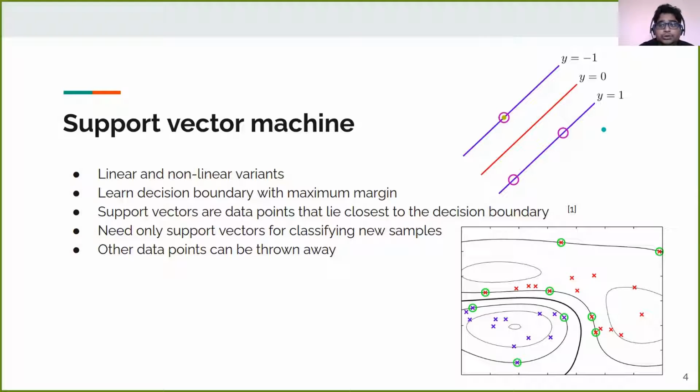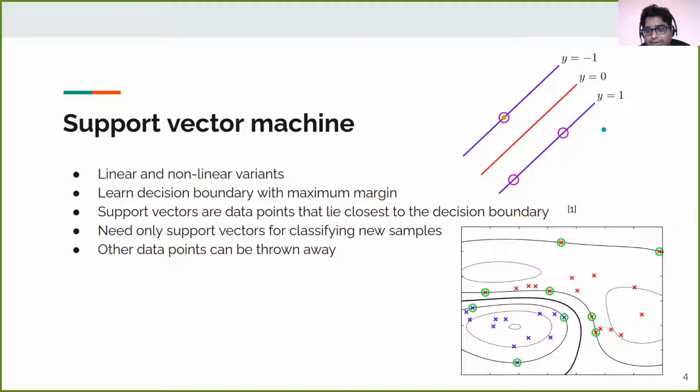For example, when a new data point, colored blue, comes in, we say that it belongs to class 1 because it falls on the right of the Y equal to 1 line, which belongs to class 1. In the bottom image, we can see the non-linear variant of support vector machines. The dark black line gives a non-linear curve separating the blue circles and the red crosses.